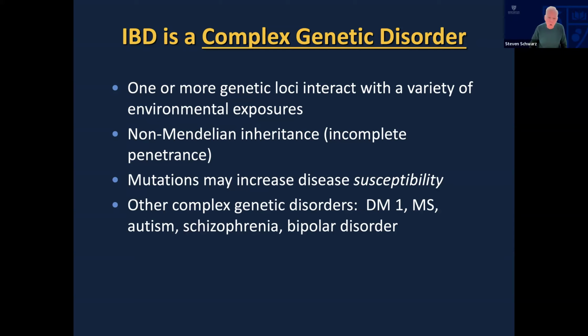And this is true not only of IBD, but of other complex genetic disorders, such as diabetes, multiple sclerosis, autism, schizophrenia, and bipolar disorders. So these neuropsychiatric disorders, again, it's even more vague, but certainly with diabetes and multiple sclerosis, we know that there's specific genes involved, which are inherently susceptibility factors.